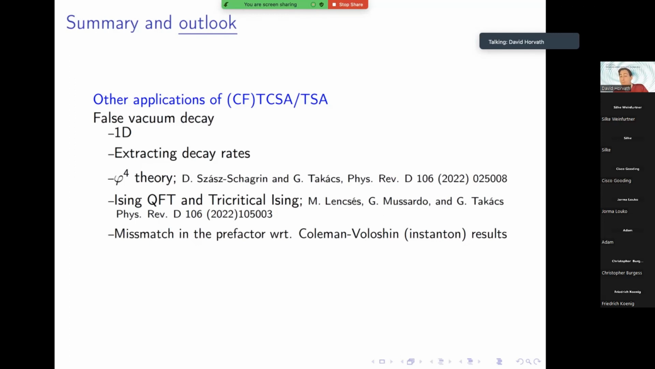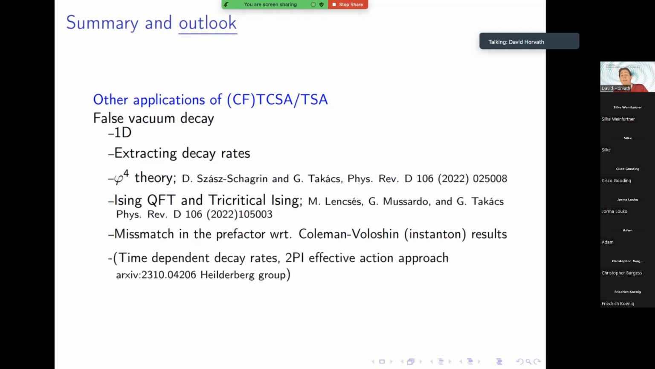I think the mismatch is probably correct, because very recently there has been a paper by the Heidelberg group, with a very different approach. It's not a numerical simulation actually, but they claim that these decay rates are time dependent, although only mildly. So actually what I wanted to demonstrate here is that the TCSA can be applied to false vacuum decay problems as well, besides inhomogeneous quench problems.